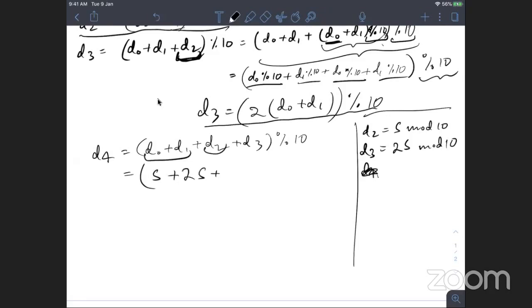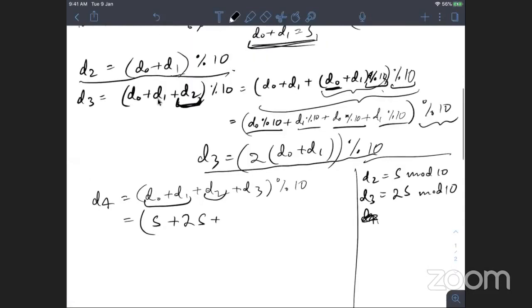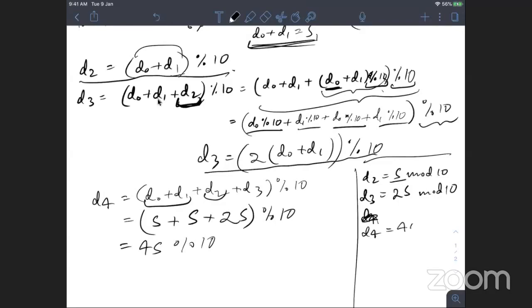Sorry, D2 was actually S. Yeah, D2 was here and it was actually S. And D3 was actually 2S and whole mod 10. So this is S plus 2S, which is 4S, right? 4S mod 10. So D4 came out to be 4S mod 10.